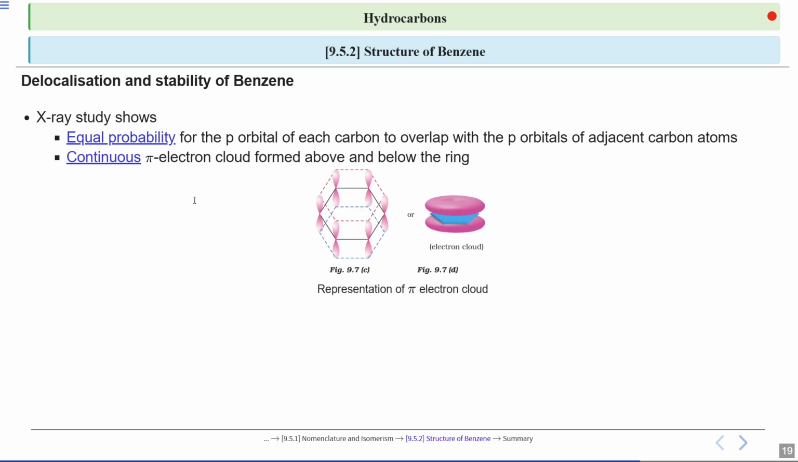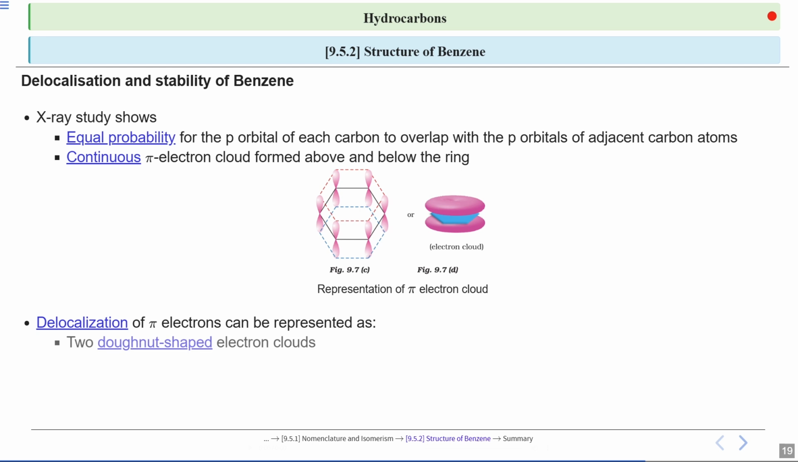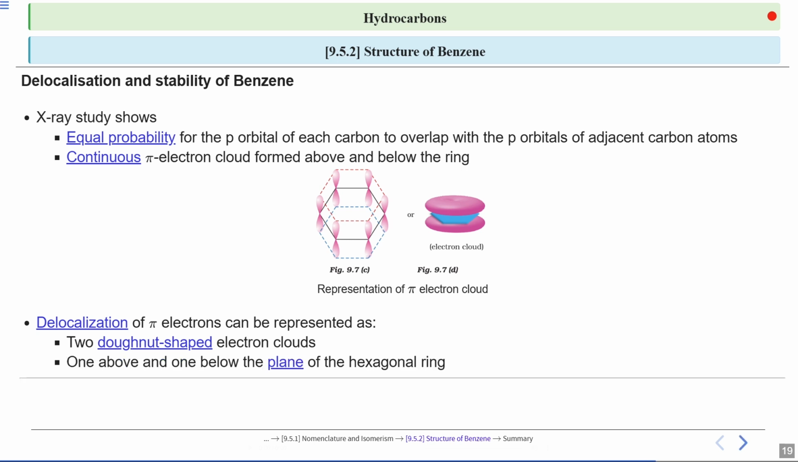So here you can see that all pi bonds are interacting, and to represent this we have a blue disk which is sandwiched between two electron clouds. So it is basically looking like a sandwich, and the carbon atoms are present in between these electron clouds. This is represented by these two lobes that you are seeing, which look like a bun. It is representing the delocalization of pi electrons. Okay, so these are two donut shaped electron clouds. One is above the plane of the hexagonal ring and one is below the plane of the hexagonal ring. This arrangement is what makes benzene so stable and unique.